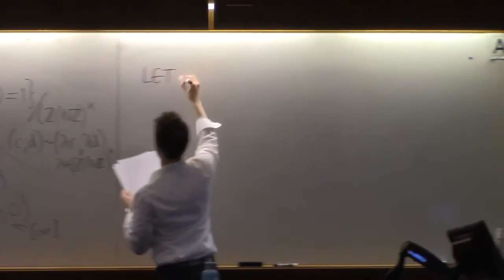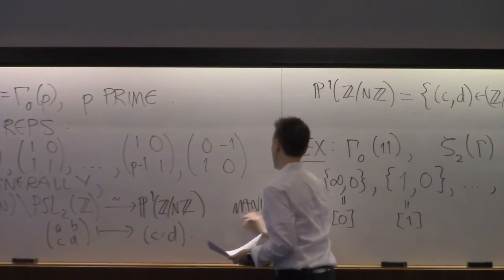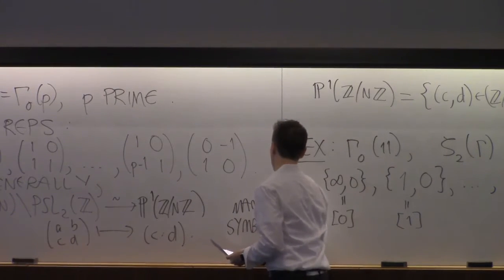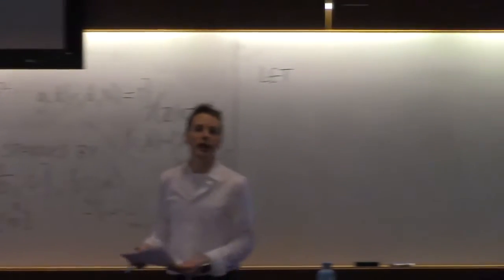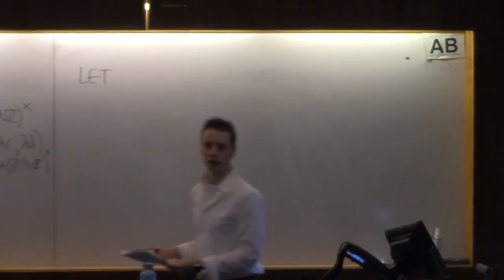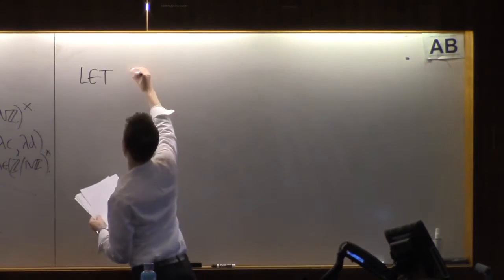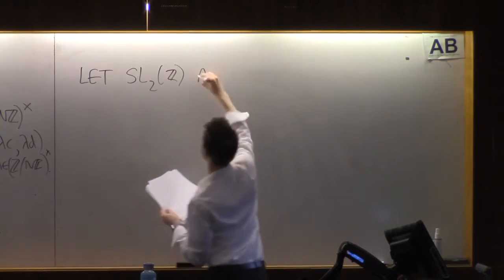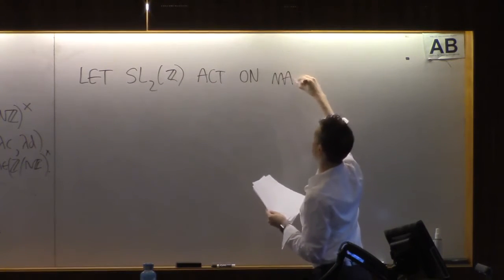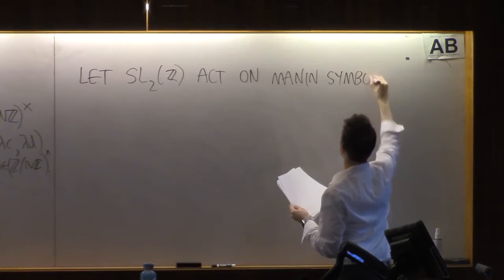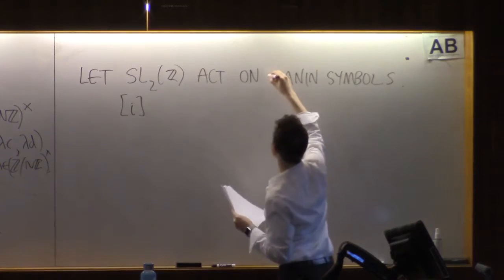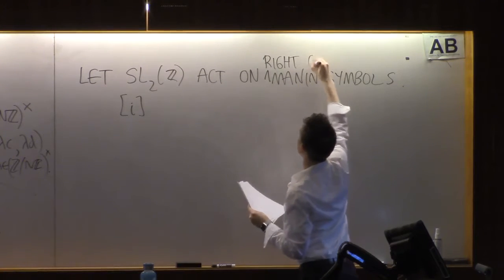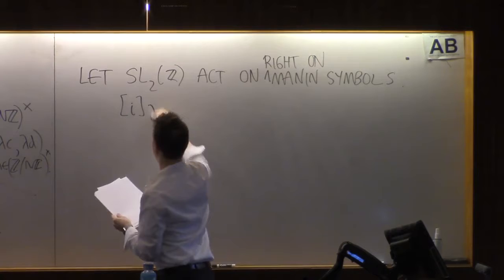So these are called Manin symbols. In case that wasn't clear. In other words, we replace the paths in the upper half plane with new labels, and they're called the elements of P1 of Z mod N Z. Okay, so we're now going to let SL2Z act on Manin symbols, on the right, and here's what it does.